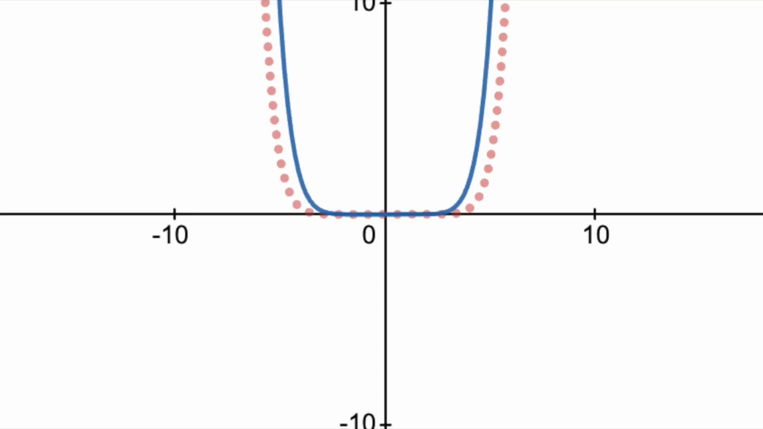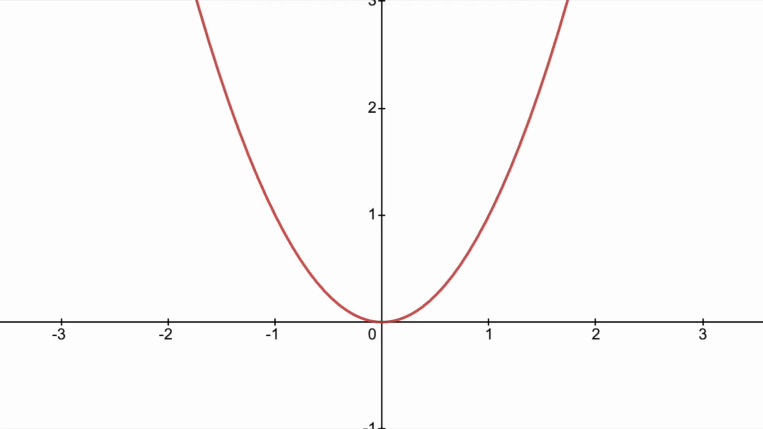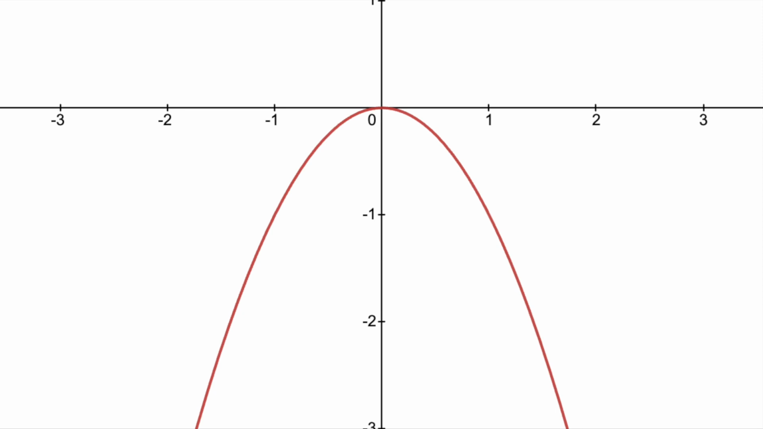Here's the second derivative of x to the 10th over 10 factorial, x to the 8th over 8 factorial. And here's the second derivative of sine x, negative sine x. The second derivative represents something called concavity. When the second derivative is positive, the graph is concave up, like a bowl, or a U shape. When the second derivative is negative, the graph is concave down, like a dome.